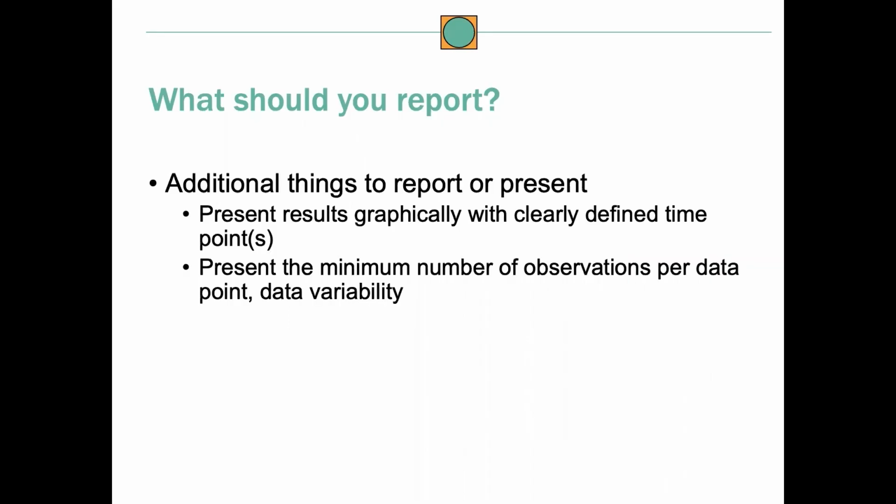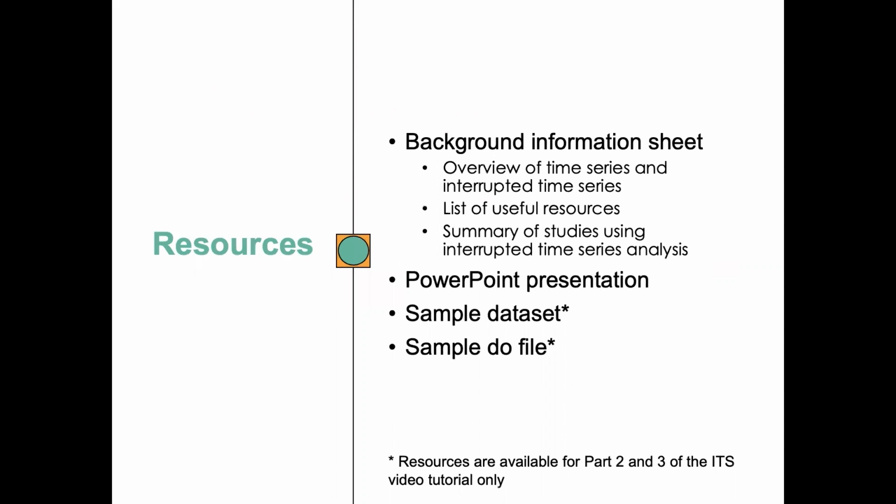It's also helpful to have a graph so people can visualize what happened, and your graph should have clearly defined time points. And lastly, you want to provide information on the number of data points you had before and after your intervention, policy, or interruption, as well as the number of observations per data point, and if you had any data variability. This is the end of part 3 of the Interrupted Time Series video tutorial.